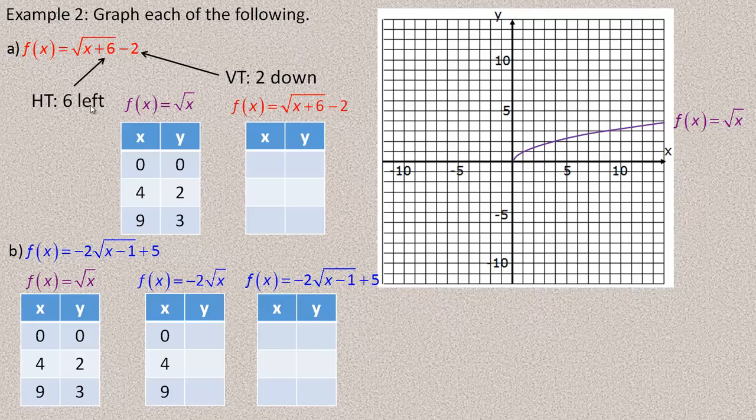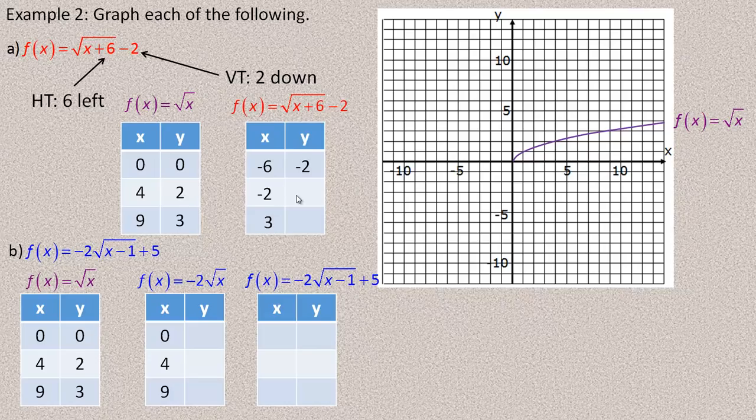So the horizontal translation affects the x, the vertical translation affects the y. So the horizontal translation, I'm going 6 left, so I'm going to take each of these and subtract 6. So 0 minus 6 is -6, 4 minus 6 is -2, and 9 minus 6 is 3. The vertical translation 2 down reduces all the y values by 2. So I'm going to take this and subtract 2.